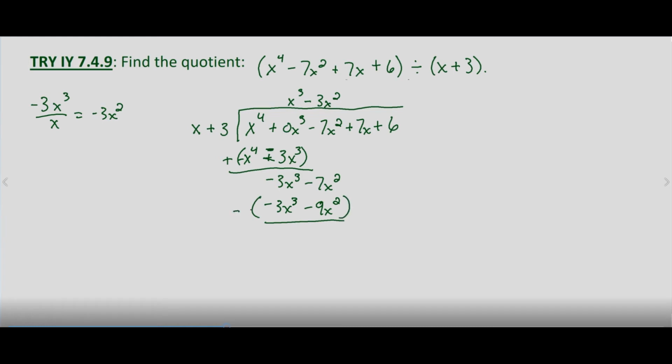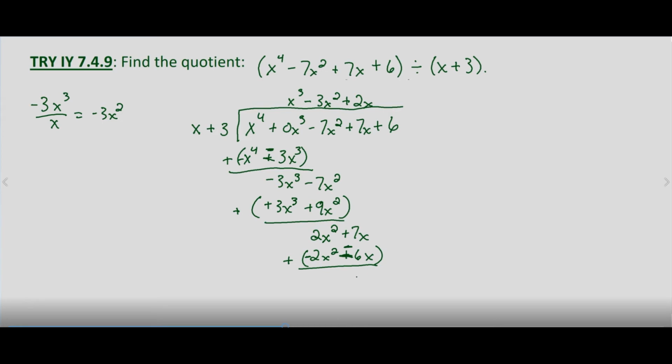We're subtracting again, so let's change this to a plus and plus. Negative 7x squared plus 9x squared is 2x squared. Bring down the 7x. x times 2x equals 2x squared. Then 3 times 2x is plus 6x. Again, we're subtracting, so I'm going to change this to a plus and then change the signs inside. This is going to be a minus.